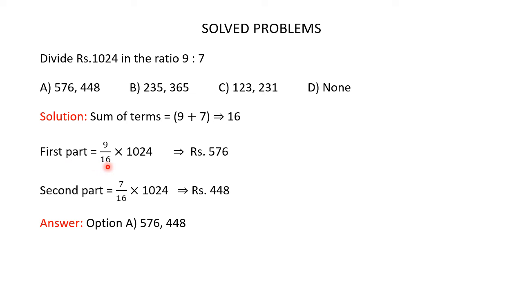So the first part is 9 by 16 multiplied by 1024. On solving, we get rupees 576. Now the second part is 7 by 16 multiplied by 1024 and on solving we get rupees 448. So 1024 can be divided in the ratio of 9 is to 7 as 576 and 448. So the correct answer is option A, 576 and 448.